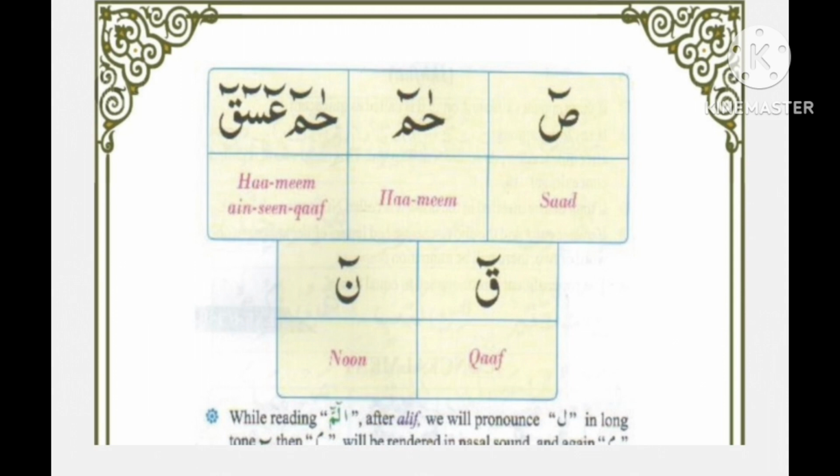Okay, I am repeating again. Hamim, ain, sin, qaf, qaf noon. So these were the abbreviated letters, how to read them, how much to elongate them. Okay, if you elongate a little bit more than what I did or a little bit less than what I did, that's absolutely okay, but you have to drag them.